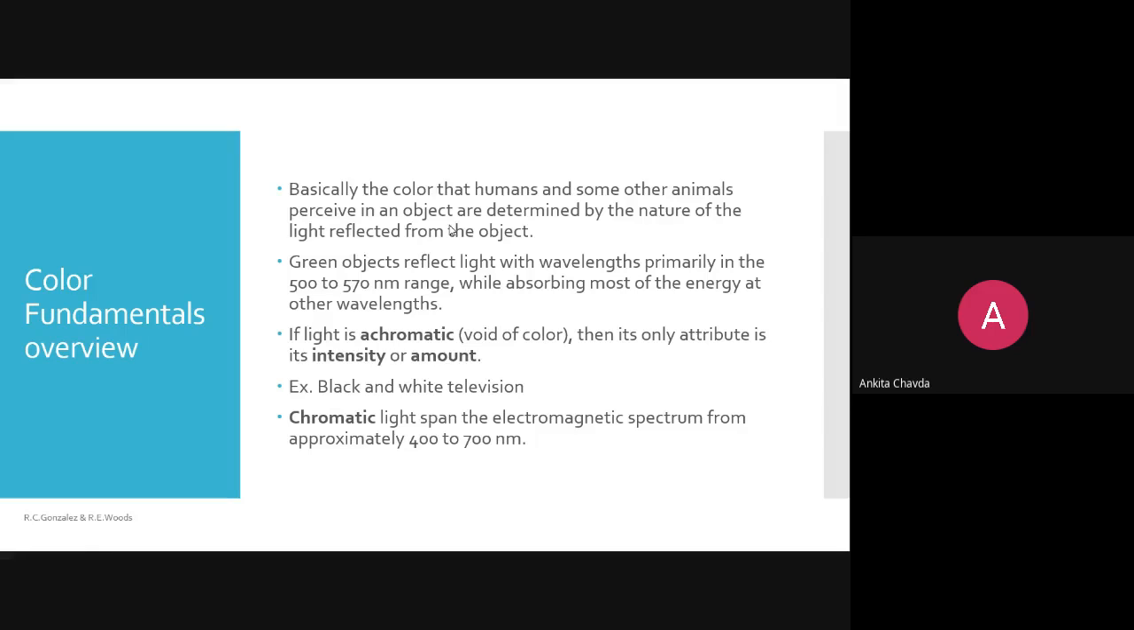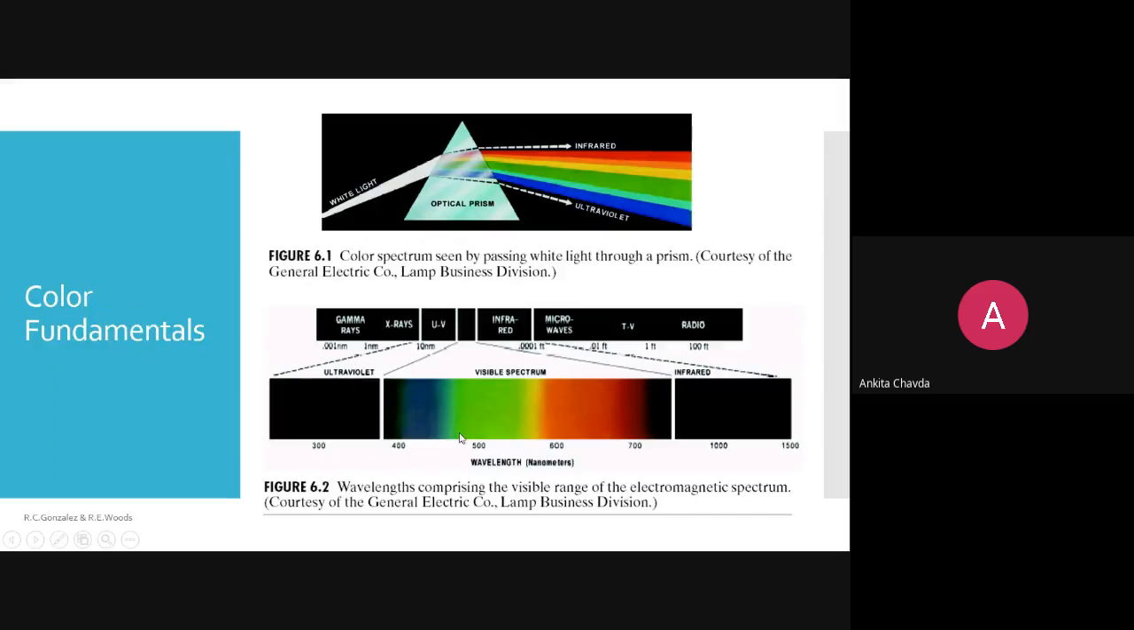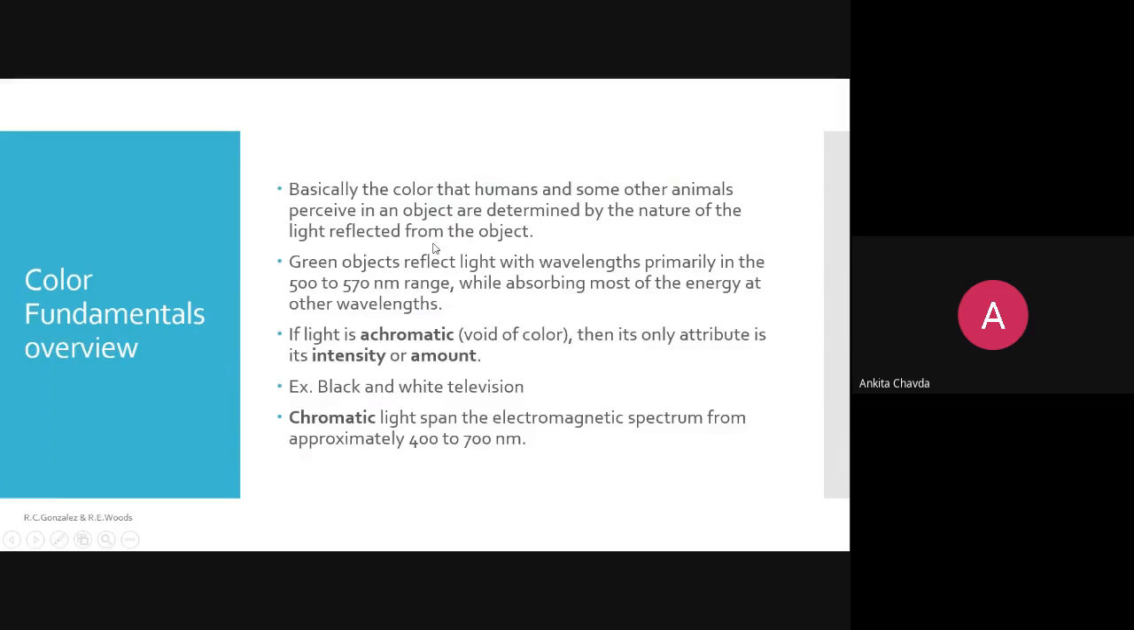So green objects reflect the light with wavelengths primarily in the 500 to 570 nm range. You can check. In the 500 to 570 nm range, the green light would be reflected, while absorbing most of the energy at the other wavelengths. So other energies would be absorbed and only the green color will be reflected. So green objects reflect the light with this wavelength, so you can see that color as green, because all the other wavelengths are simply absorbed. They are not reflected. That is why.